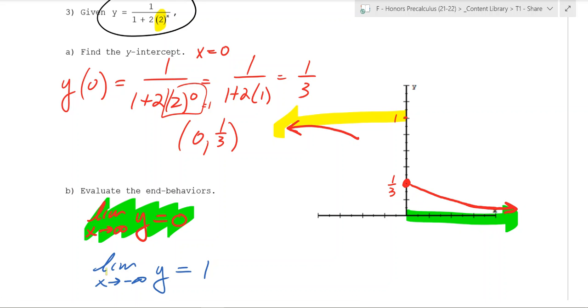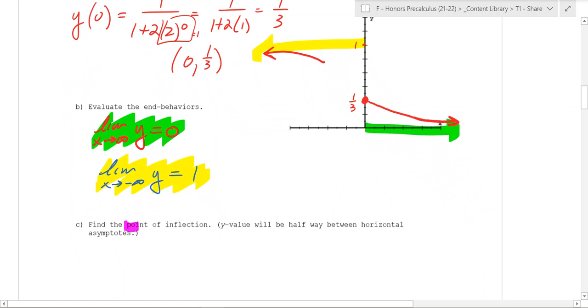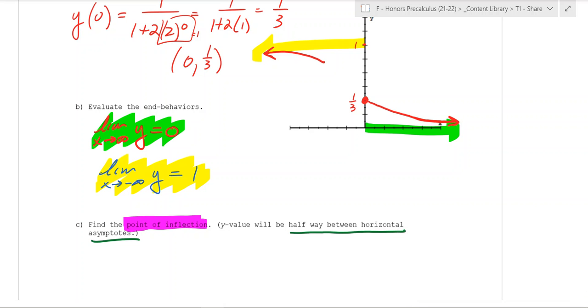That's the yellow behavior to the left. So we're almost there. We want to know what happens in the middle. The point of inflection is where it changes concavity. And here's the key. It happens, in this specific case with this specific type of function, halfway between the horizontal asymptotes, which means that halfway, which is 1/2, it happens right there at y equals 1/2.